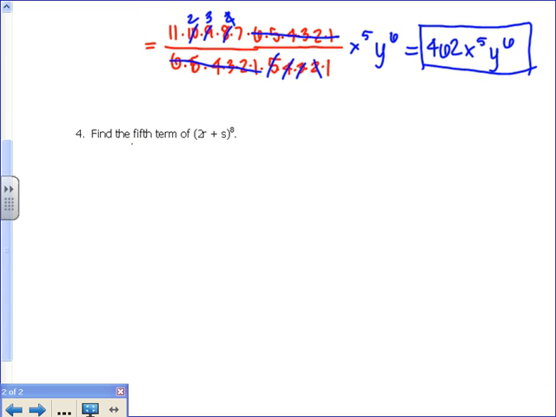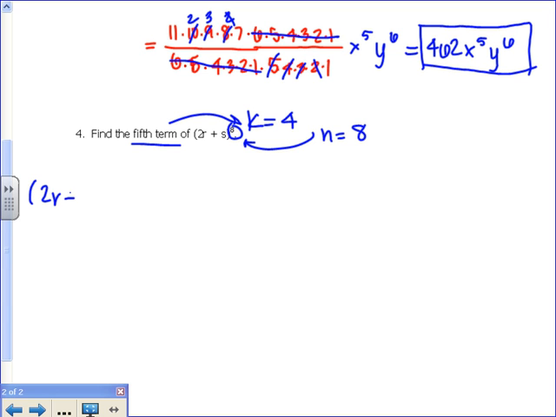Find the 5th term. Now again, because it says the 5th term, that means that k is going to be one less, which is 4. And in this case, because we have an 8 here, n equals 8. So always write those two out first because you need those to fill in the formula.